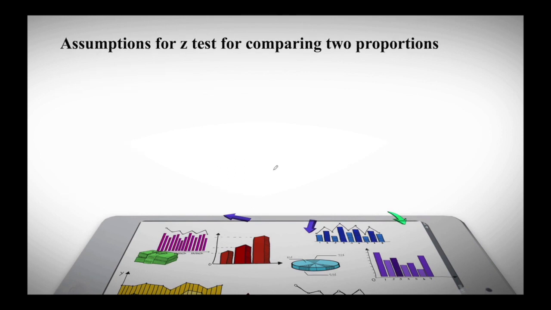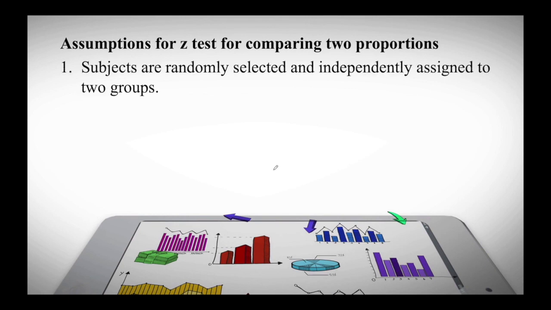Next, for the assumptions of the z-test for comparing two proportions, the first assumption that we have here is that subjects are randomly selected and independently assigned to two groups.